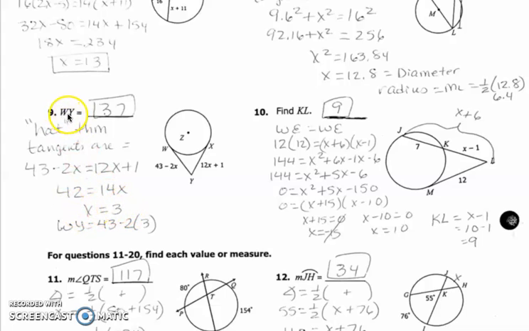Again, they want me to substitute because I have to find WY. So 43 minus 2 times 3, and I get 37.